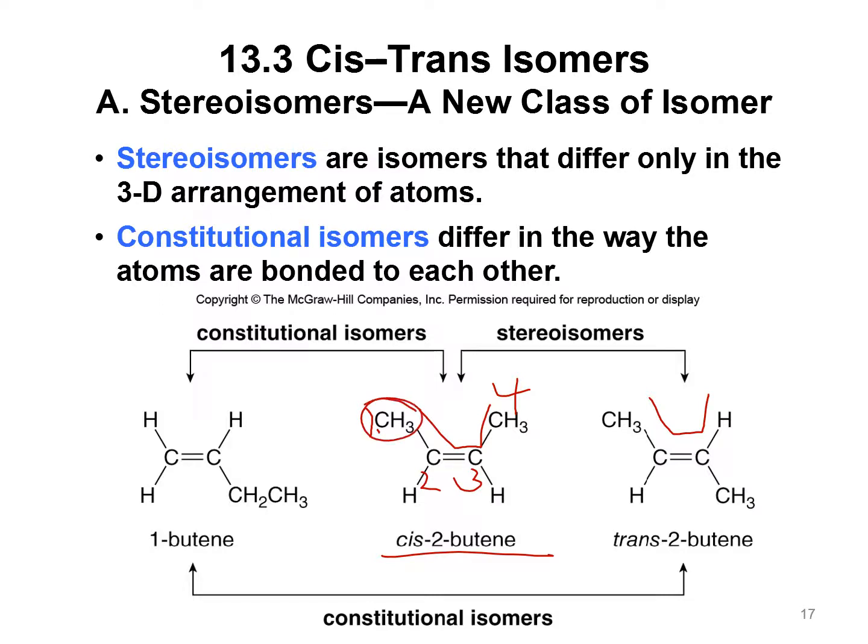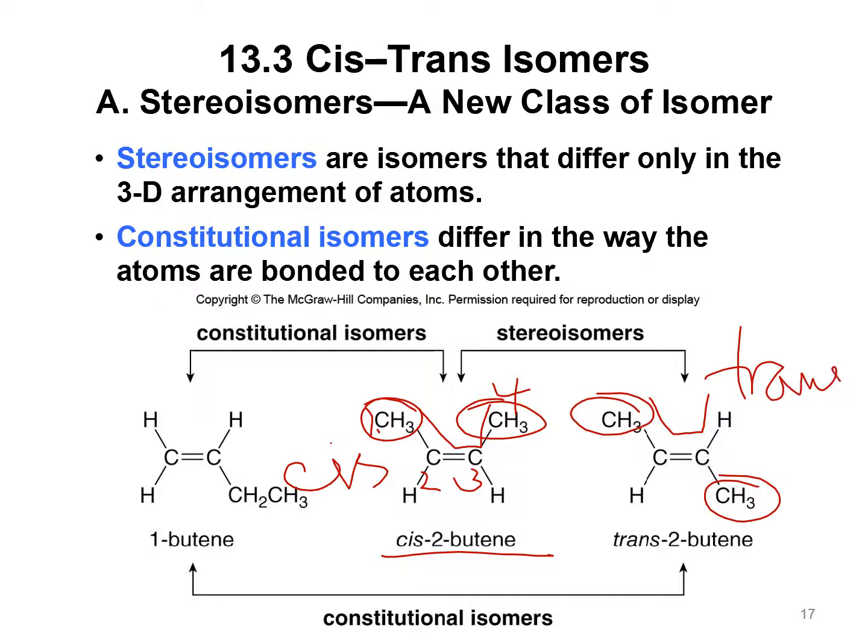But in this case, the methyl groups are on the same side, and so we call that cis. In this case, you have the methyl groups on opposite sides, so we call it trans. This is similar to trans fats. The idea of trans fats comes into play when you have the groups on the opposite side.